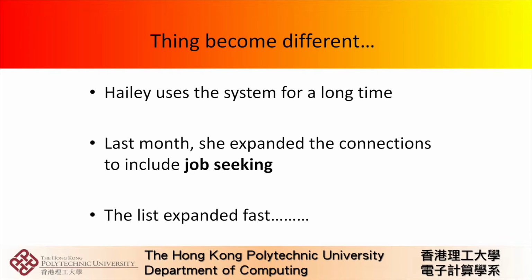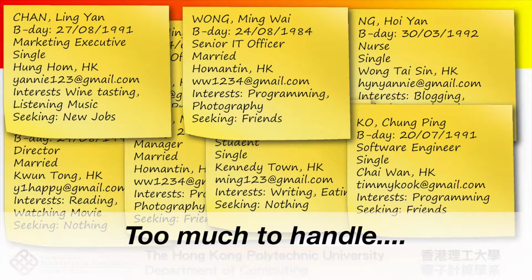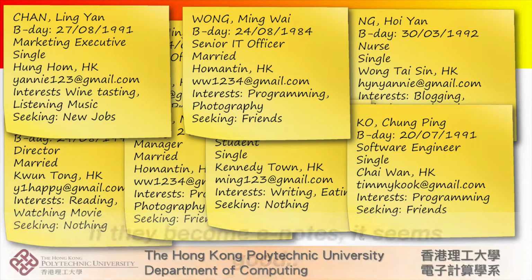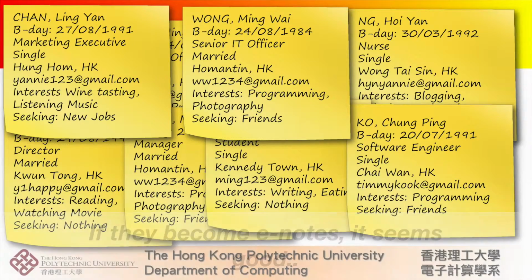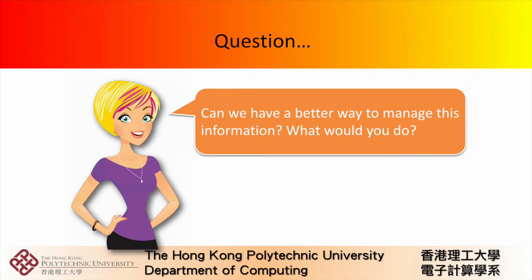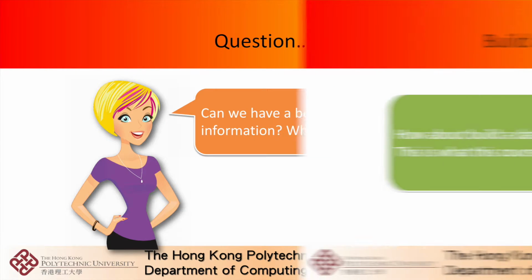However, when she expanded the connections to include job seeking, things became different. The list expanded at a high rate. There is a large amount of sticky notes, and Haley felt it difficult to handle the data in all the notes. Can we have a better way to manage this information? What could you do?